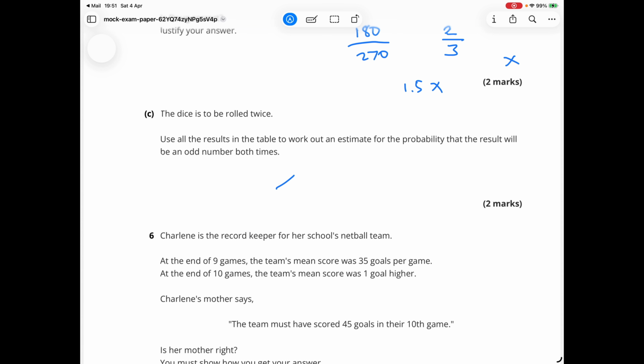So for odd, it would be 180 over 450, which equals 2 over 5. Odd, 2/5, odd, 2/5, so that's 4 over 25. There you go, that's the probability of an odd number both times.